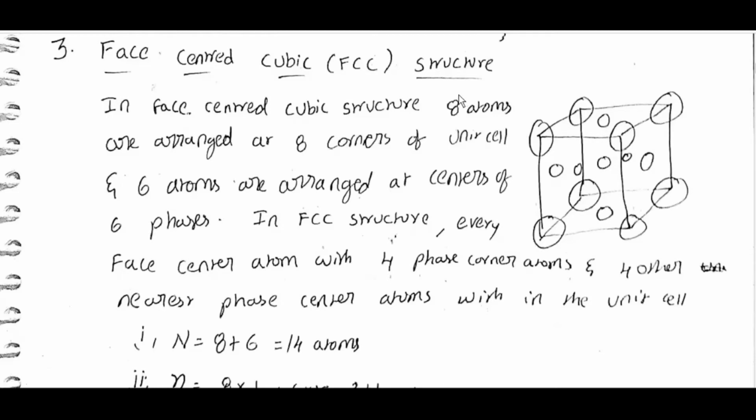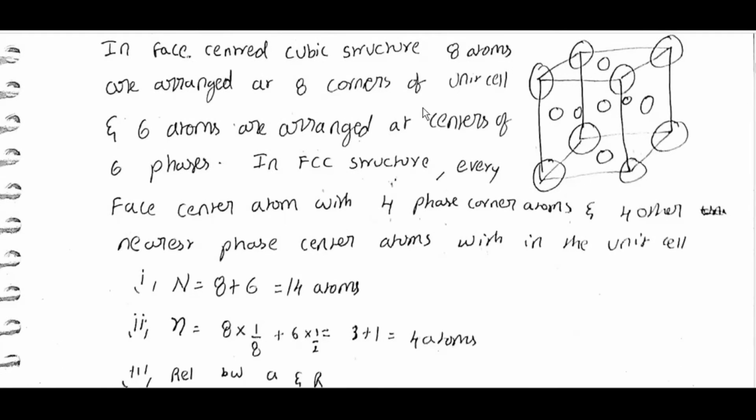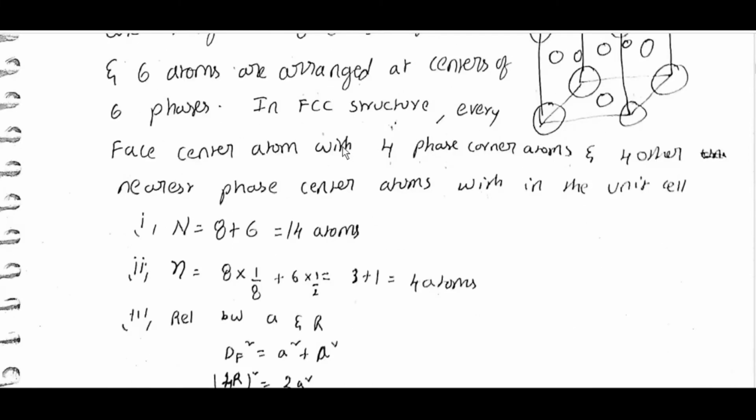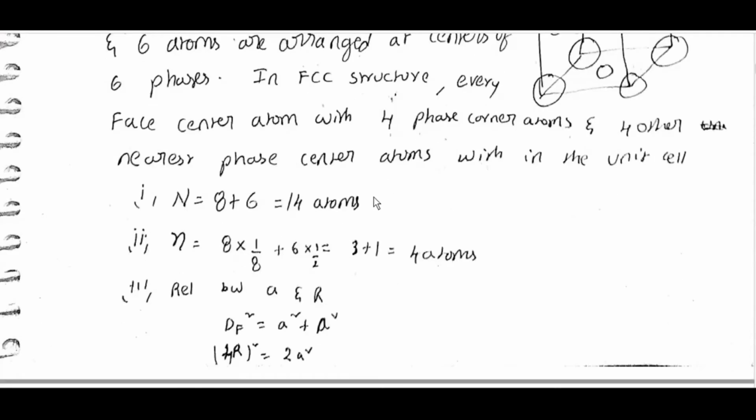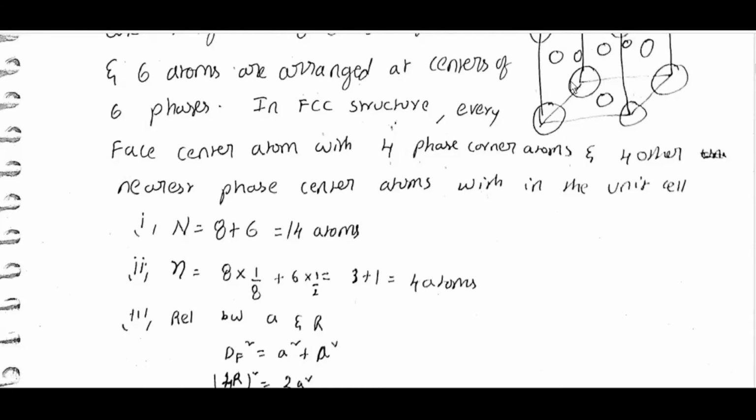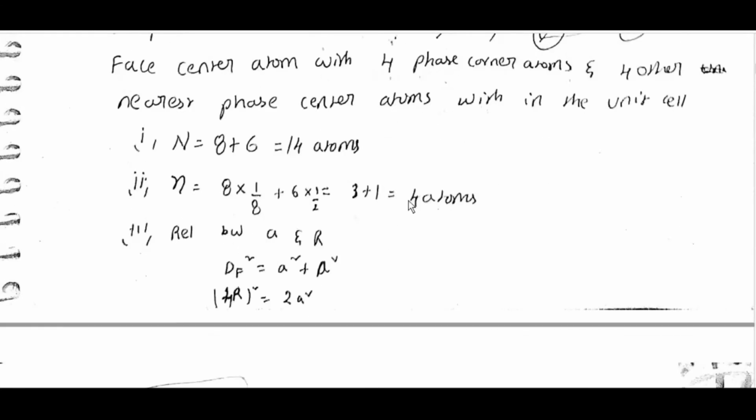Face-centered cubic structure. In face-centered cubic structure, 8 atoms are arranged at 8 corners of the unit cell, and 6 atoms are arranged at the centers of six faces. In FCC, every face-center atom touches four face corner atoms and four other nearest center atoms within the unit cell. Capital N is equal to 8 plus 6, 8 corners and 6 face centers, 8 plus 6 is equal to 14. Small n is equal to 8 into 1/8 plus 6 into half, as each face atom contributes half. 3 plus 1 is equal to 4 atoms.